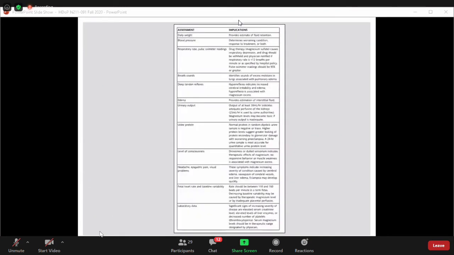All right. I think I gave you this as a handout. It's basically what we talked about: daily weights, checking the blood pressure. I didn't mention breath sounds. You need to check breath sounds, of course. Reflexes, I'll talk about in a minute. Edema, urine output, urine protein, level of consciousness, headaches, checking the fetal heart rate and baseline variability. All of those we spoke about.